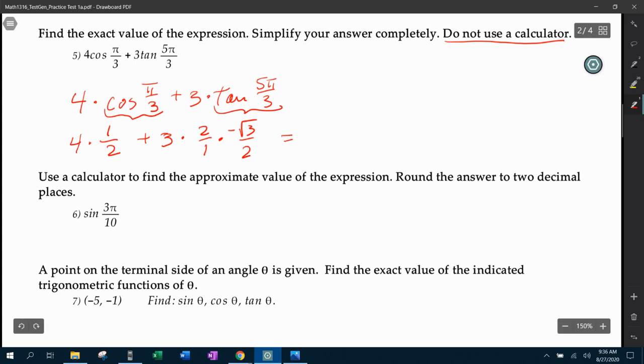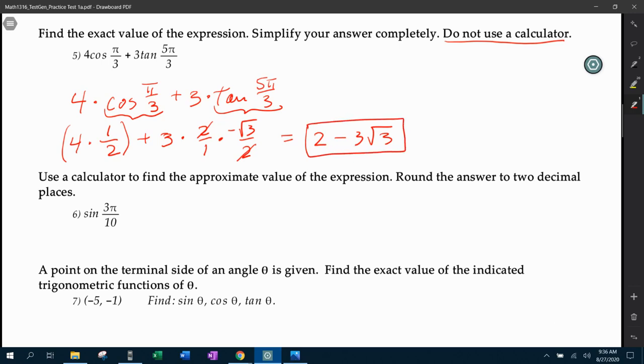And then we should be able to evaluate this, okay? So first, 4 times a half. Half of 4 is 2. And then positive times a negative means this is going to be a negative. These 2's are going to cancel and leave me 3 times the square root of 3. And that should be our simplified answer, simplified completely.